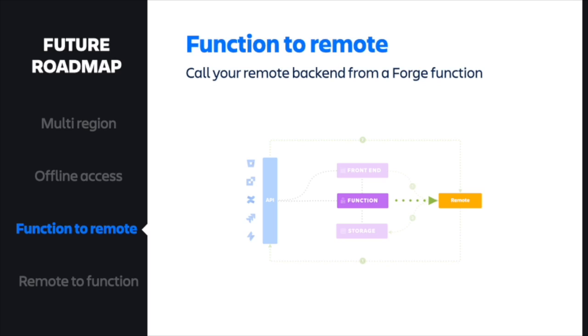We also want to provide the ability to go directly from a Forge function to a remote. So you might want to do some of your compute on Forge and some of it remotely. You could use a Forge function as kind of like a webhook trigger, webhook filter, or something like that. So yeah, that's something we're keen to build as well. It'll probably look something similar to how it looks in the front end with the Invoke remote.